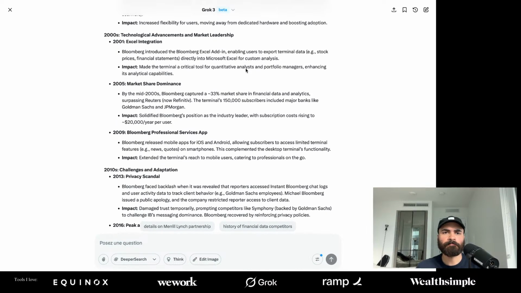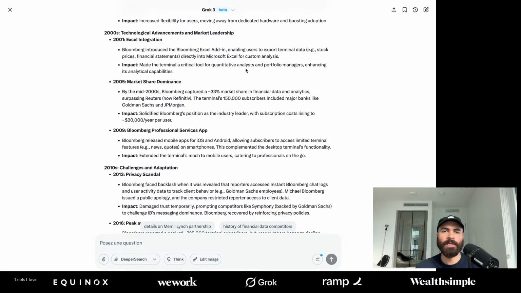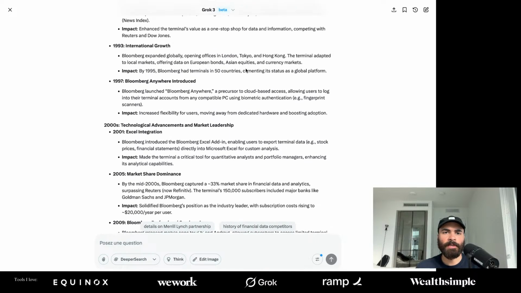Excel integration. Technological advancements and market leadership. Introduced the Bloomberg Excel add-in, enabling users to export terminal data, stock prices, financial statements directly into Microsoft Excel for custom analysis. Made the terminal a critical tool for quantitative analysts and portfolio managers, enhancing its analytical capabilities.